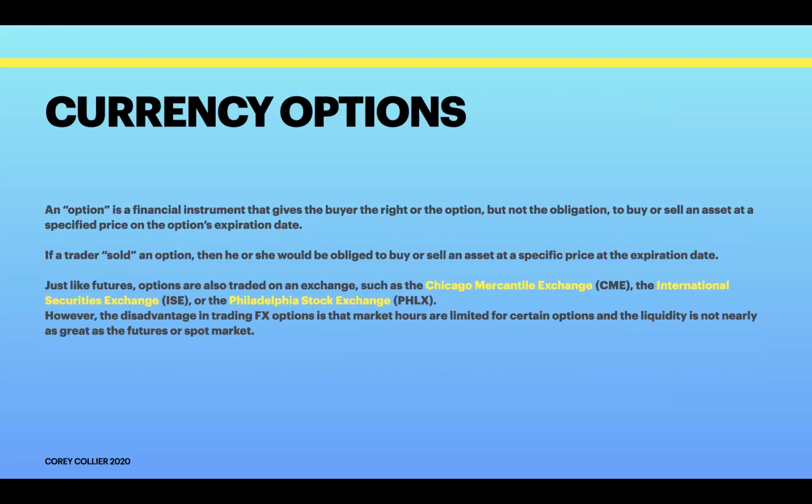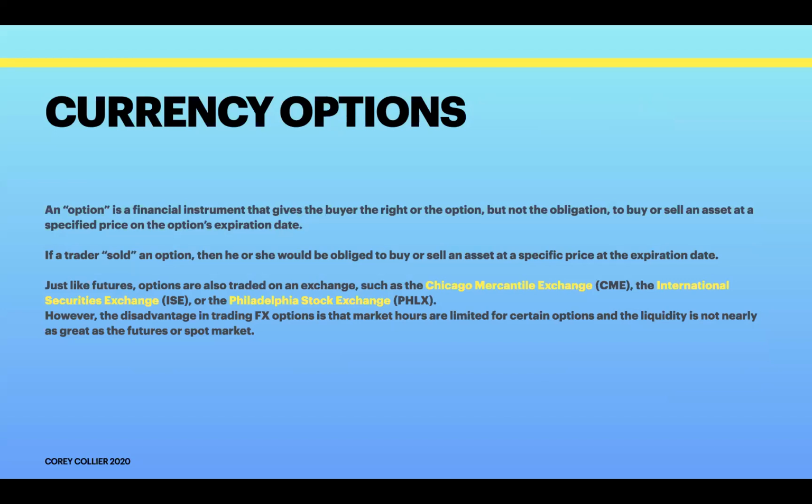The other way to trade Forex is currency options, better known as kind of like a binary option. An option is a financial instrument that gives the buyer the right, or the option, but not the obligation, to buy or sell an asset at a specified price on the option's expiration date, okay? Binary options are typically, I would say, scalp trades, is how I learned how to do it. You know, I spent a lot of time on 1, 5, and 15-minute charts, never really anything over an hour.